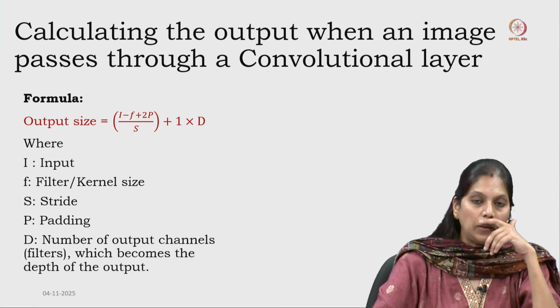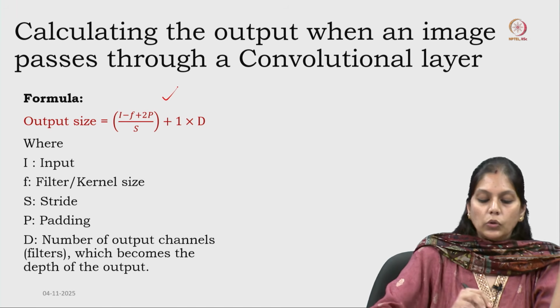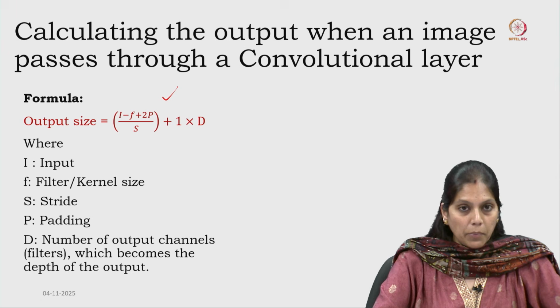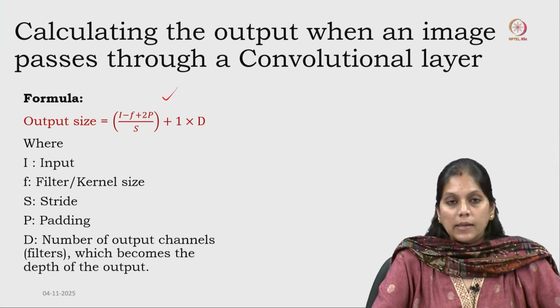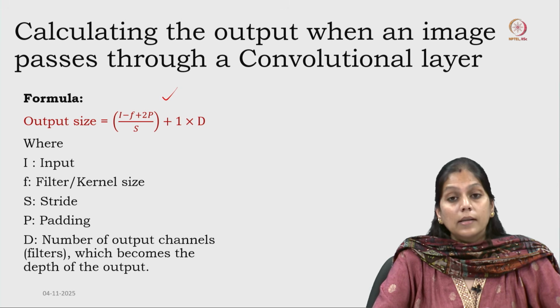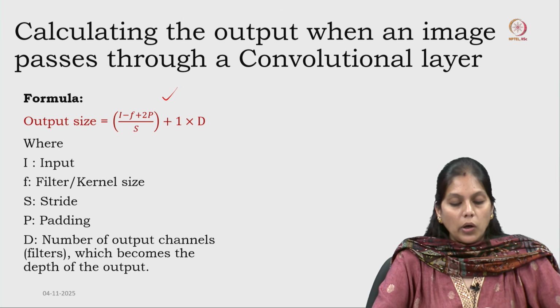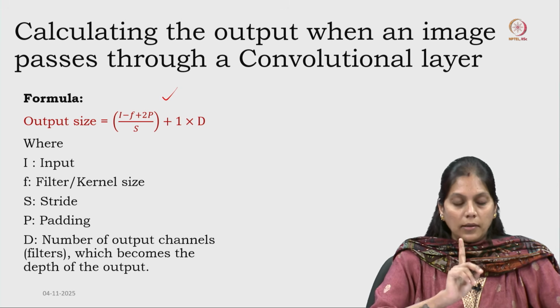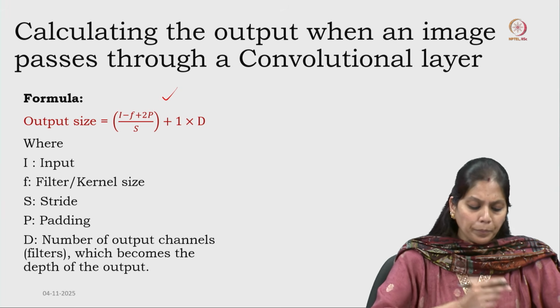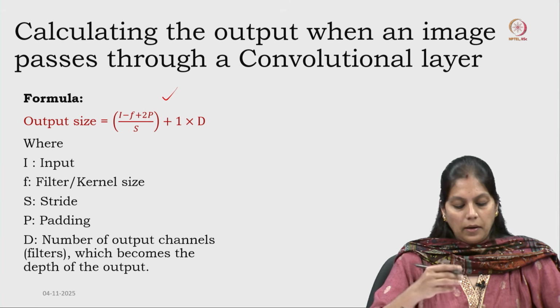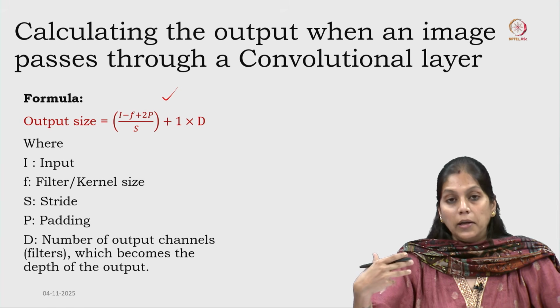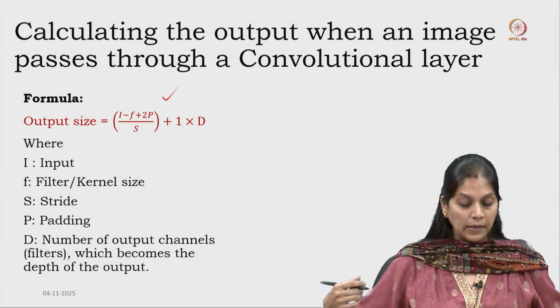What is the formula to calculate it? This is the formula that is used. I is the input, minus F, the filter or the kernel, plus 2P. P stands for whether you are applying padding or not. S stands for the stride size. If you do not specify anything, by default the stride value is 1. Plus 1, into D. D here is the number of filters that you have considered.